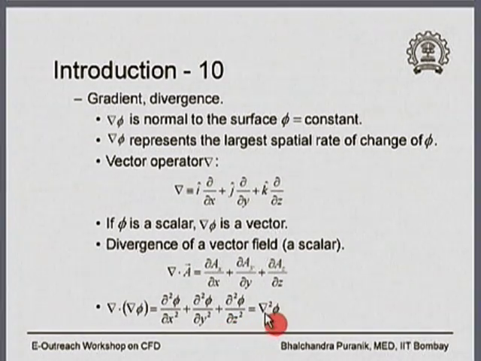And the explicit expression for del squared in Cartesian coordinates is simply partial squared divided by partial x squared, plus partial squared divided by partial y squared, plus partial squared divided by partial z squared. So, these are second derivatives, all of them partial with respect to x, y and z, added together.